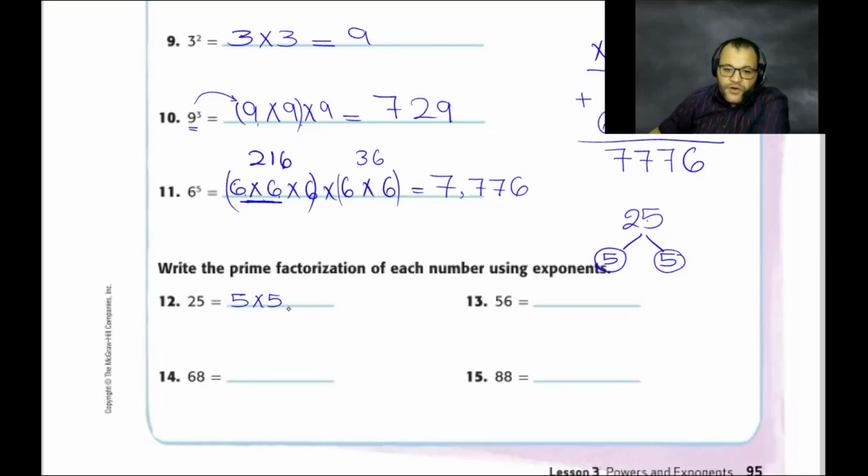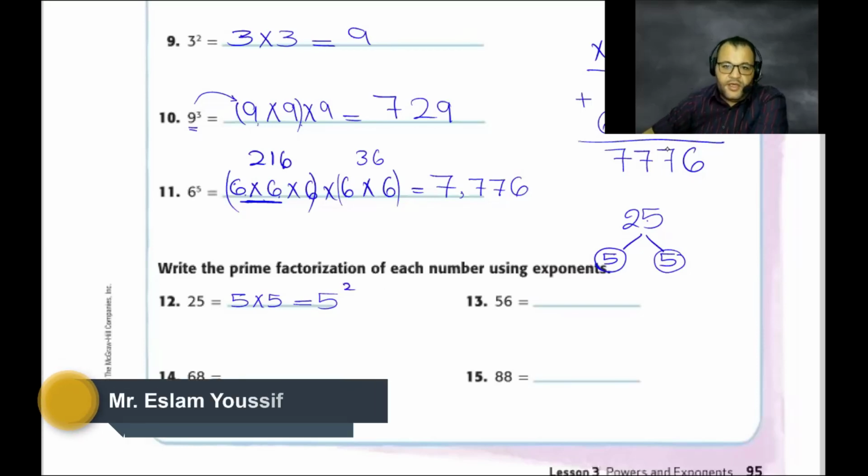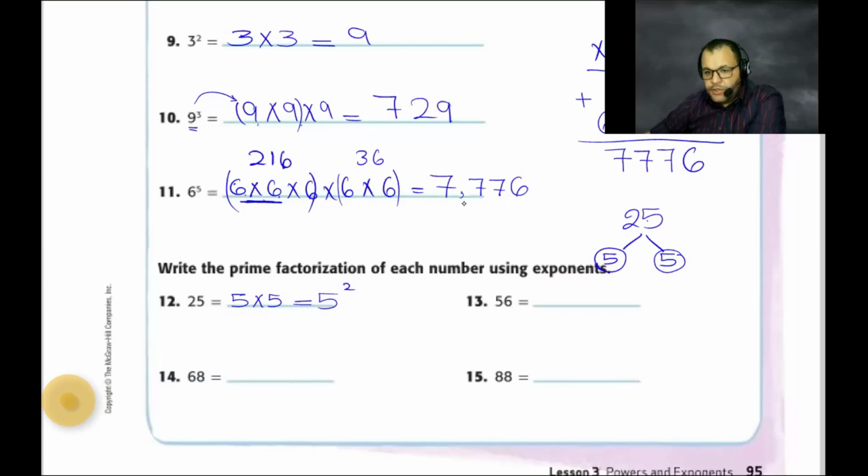Now we need to convert that to be a power, to be an exponent. How are we going to convert that? 5 to the power 2. The power is 2. Okay, thanks. So that is the meaning of converting, writing the prime factorization using exponents.